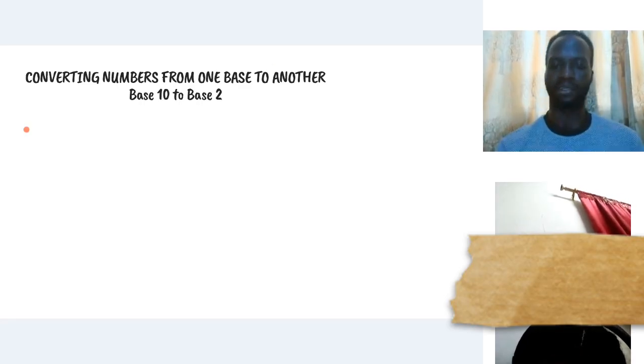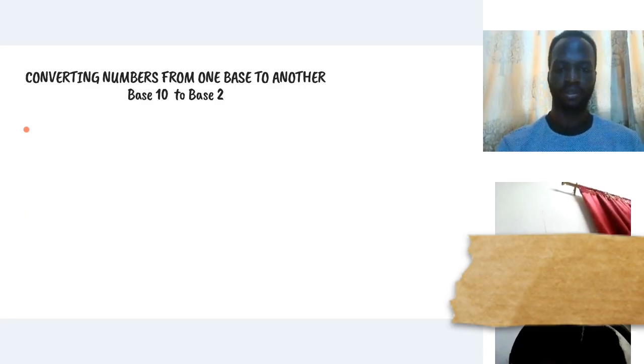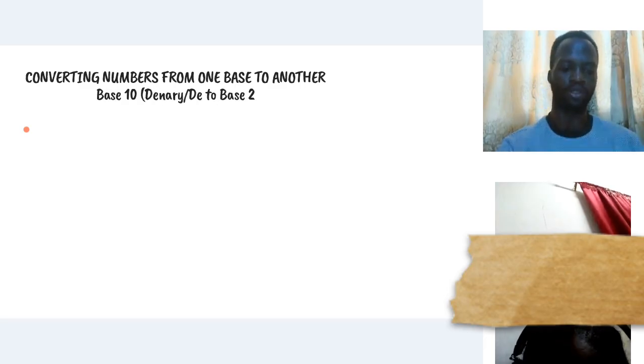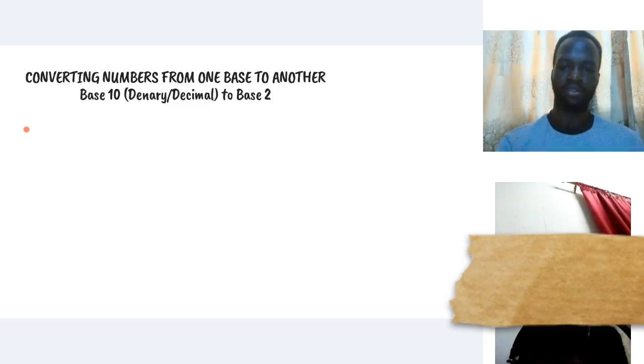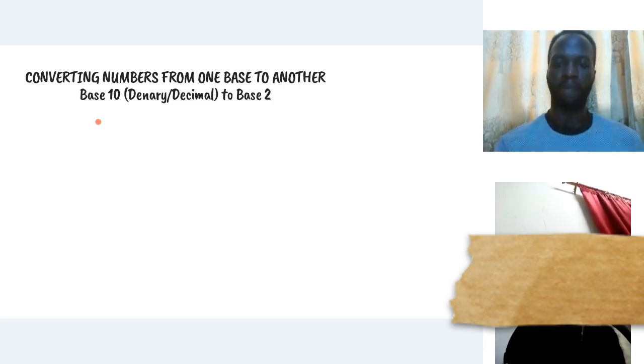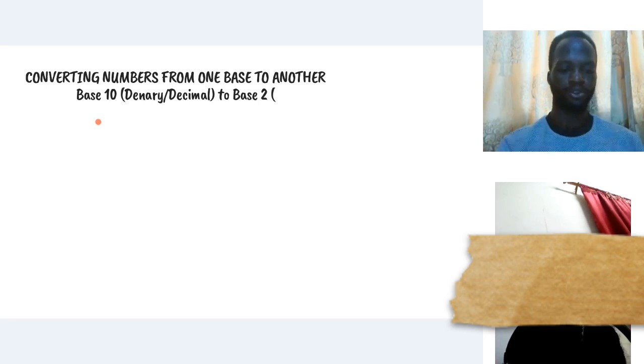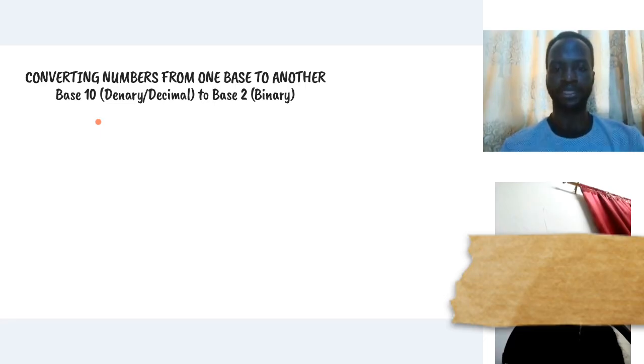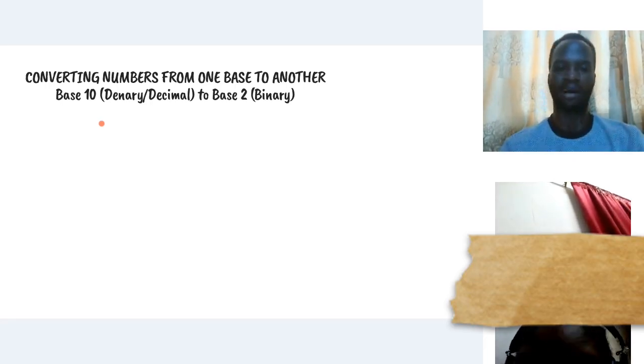Now let me say that base 10 is called denary. Sometimes it is used as decimal too. While base 2 is called binary. So sometimes you could have it as convert a number from denary to binary. So when you hear binary, that's base 2. When you hear denary or decimal, that's base 10.